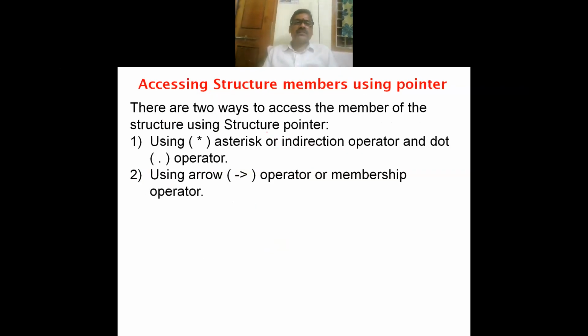Then how do we access the structure members using the pointer? There are two ways to access the members of the structure using a structure pointer. One is by making use of the asterisk or indirection operator and the dot operator. Both star and dot operators can be used for accessing the members of the structure. The second method is using the arrow operator, with which we can access the members of the structure by using the pointer to a structure. These are the two different ways of accessing the structure members through pointers.